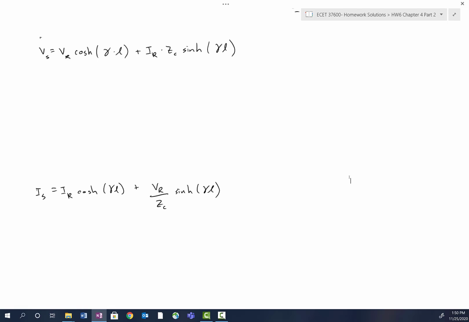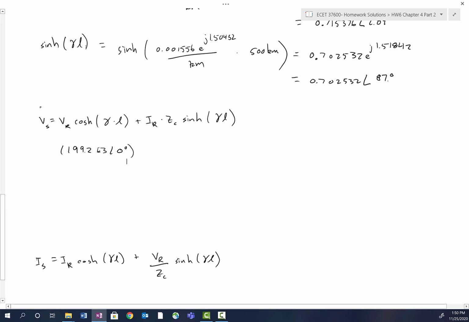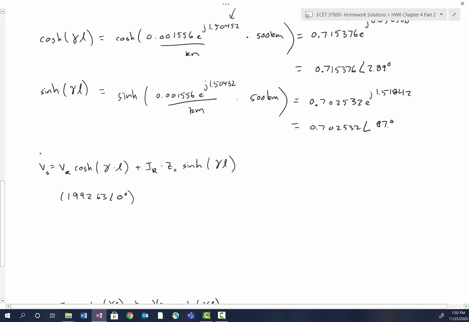VR we solved for earlier as 199.2 kilovolts at an angle of 0 degrees. We then calculated the cosh term right here. So we need to multiply by 0.715376 at an angle of 2.89 degrees. So that's the first half of that equation.